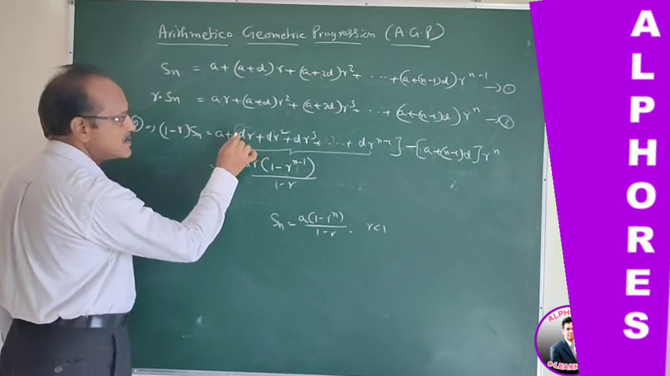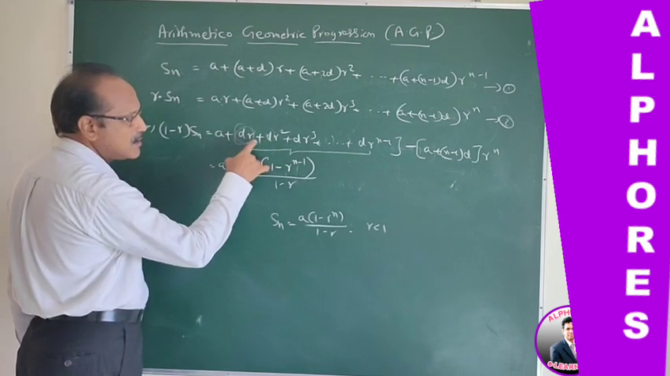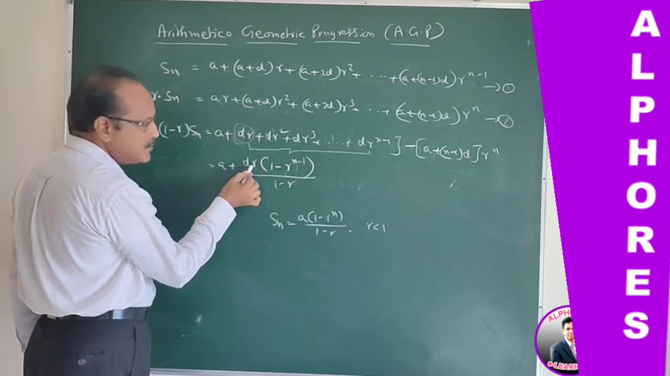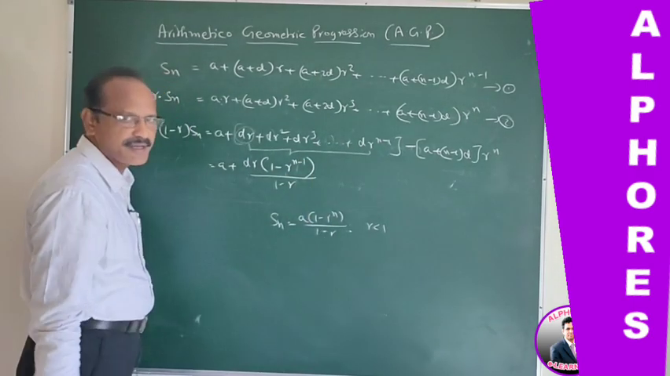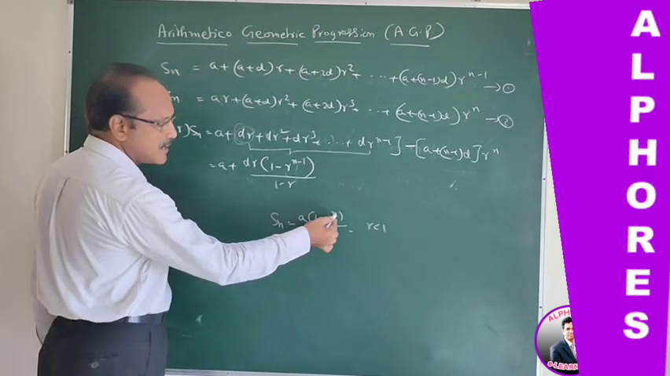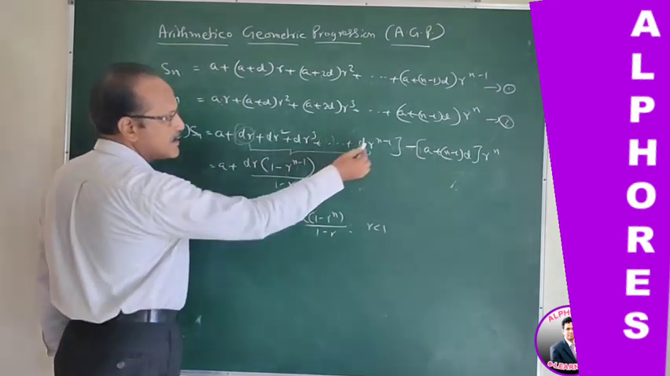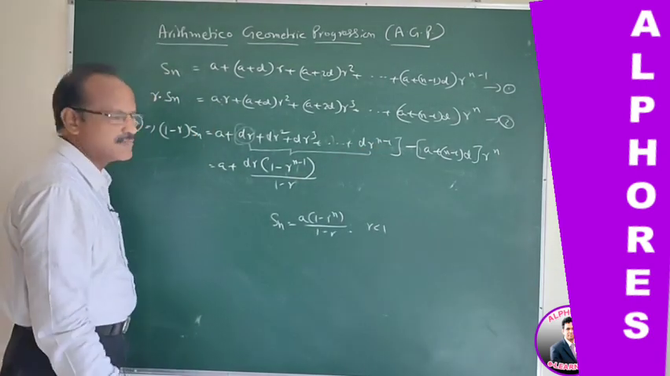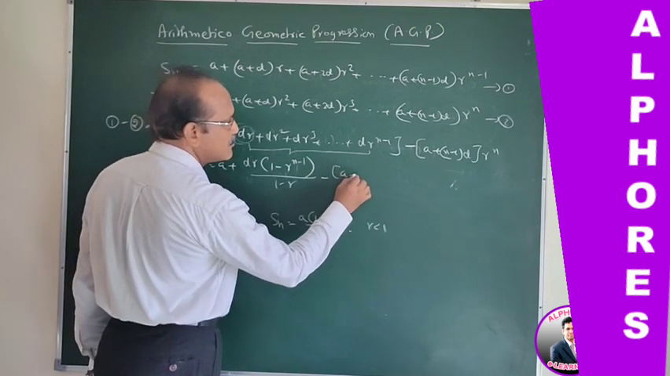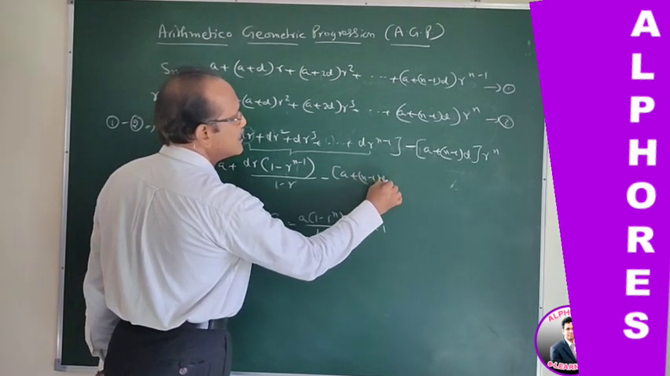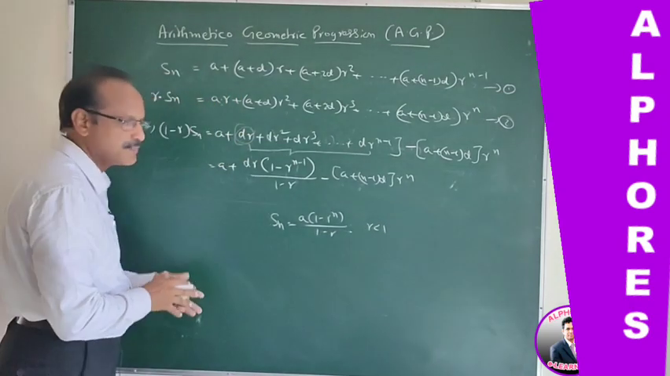Here first term is A and common ratio is R. So that's why A into 1 minus R power n minus 1. Here last term is n minus 1 by 1 minus R. Here n for n terms. We are calculating up to n terms. Here n minus 1. Right. Minus A minus of A plus n minus 1 into D into R power n is the remaining term.